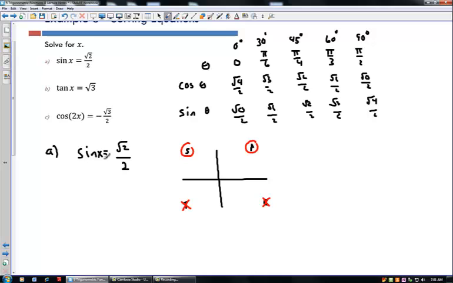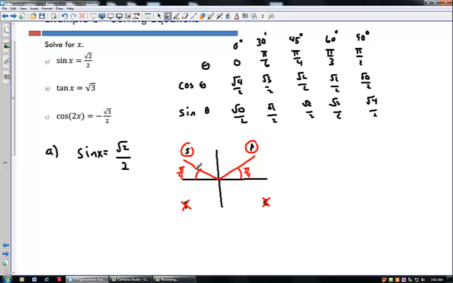Then I just have to figure out which angle gives me root 2 over 2. And so here, the sine of this angle is root 2 over 2, and so it's pi over 4. So my reference angle here is pi over 4. And my reference angle over here will also be pi over 4.